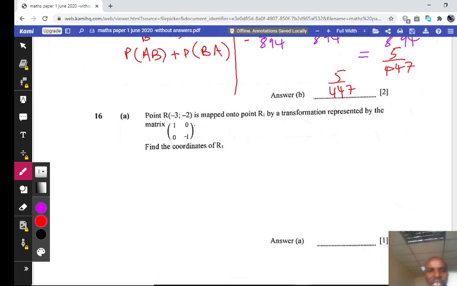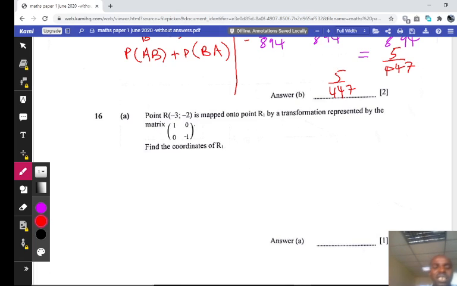Question number 16. It reads: point R (-3, -2) is mapped onto point R1 by the transformation represented by the matrix [1 0; 0 -1]. Then find the coordinates of R1. This is a transformation of point R.